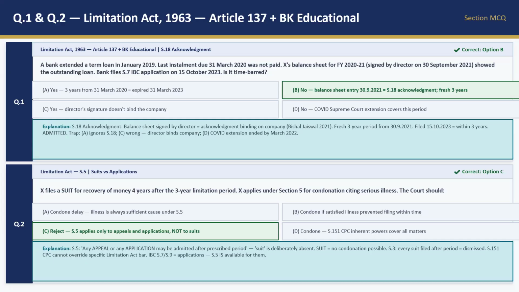So section 5 says any appeal or any application may be admitted after the prescribed period. Suit is deliberately absent. So in case of a suit, no condonation is possible. Section 3 says every suit filed after the period shall stand dismissed.